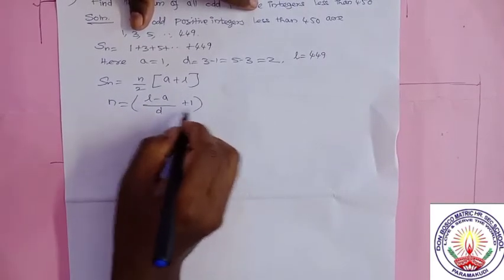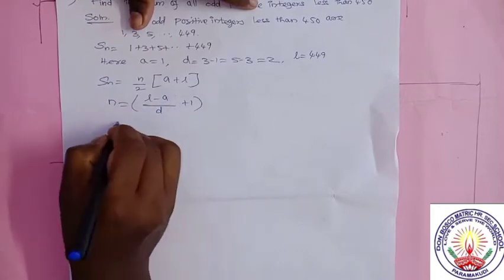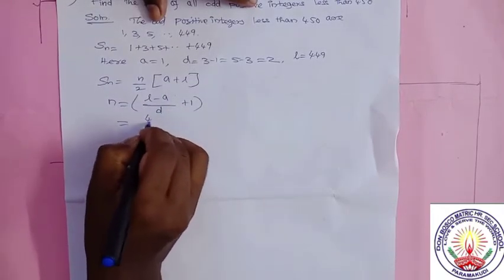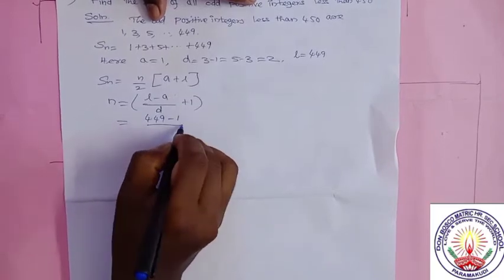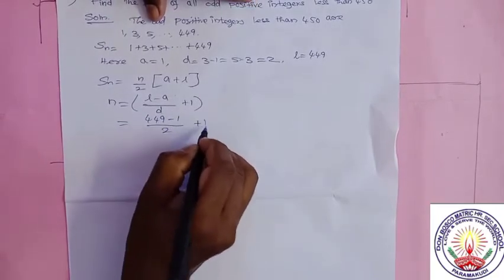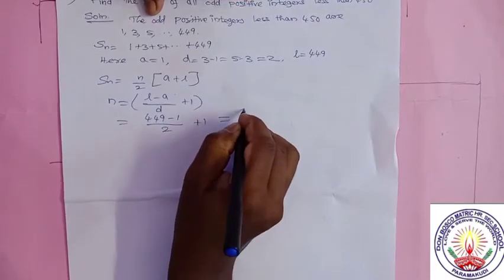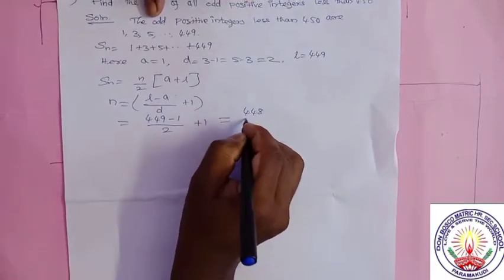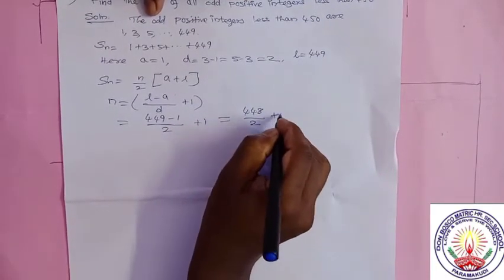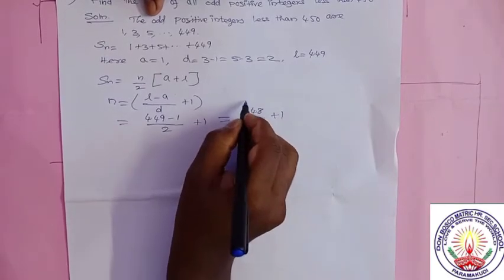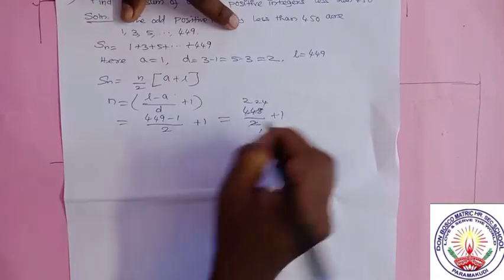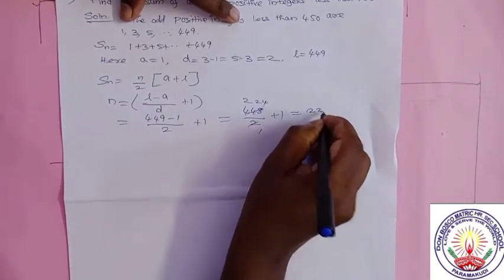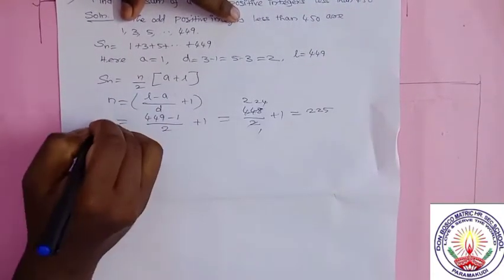So let us solve by this formula. n is equal to L, which is 449, minus A, which is 1, divided by D, which is 2, plus 1, which is equal to 448 by 2 plus 1. Dividing by 2, 2 fours are 8, 224 plus 1. So the answer is 225. What is this? n.